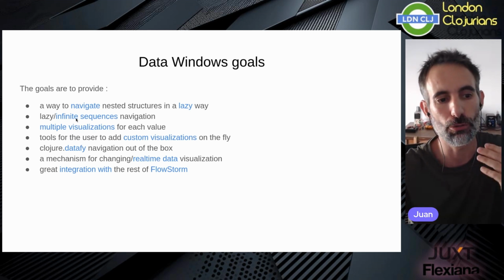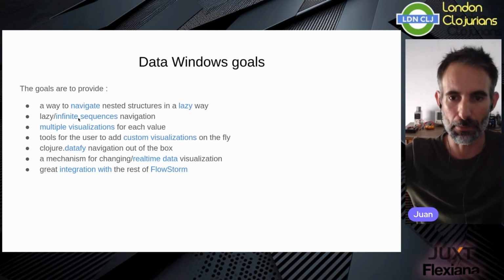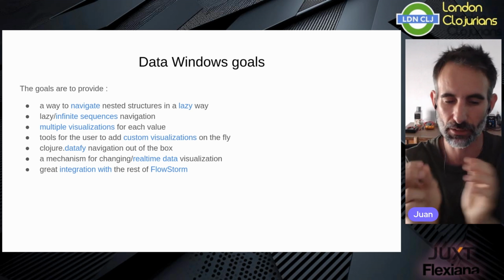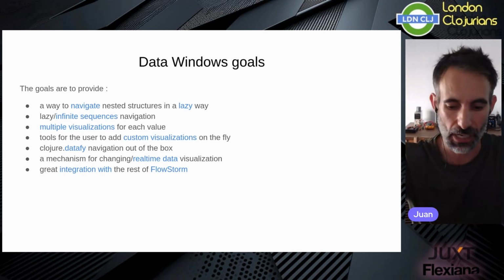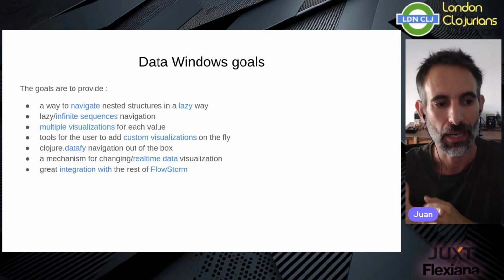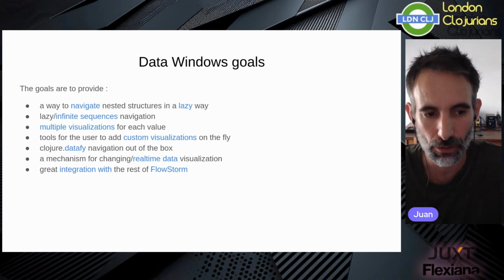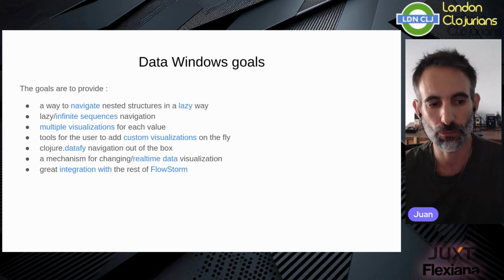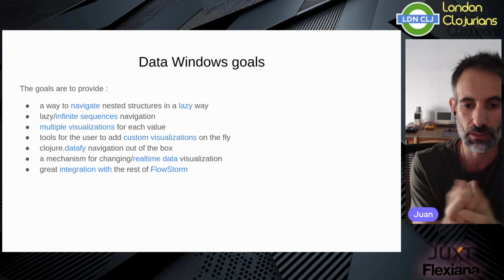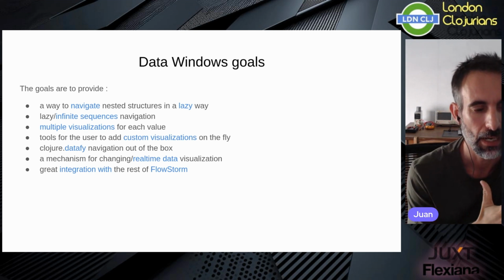I also want to support infinite sequences. So if part of the value I'm looking at has infinite sequences inside, I wanted to provide a way, with pagination or whatever, to give me things on demand. I also wanted multiple visualizations for each value, and also tools for the user to add custom visualizations on the fly without having to restart your REPLs if you want to represent your values in a special way.